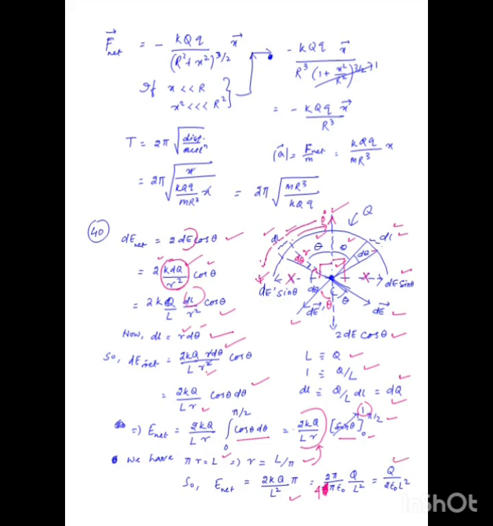If it had been given that q over L is lambda, the linear charge density, you would have had lambda over 2 epsilon naught L. That would have been the value. But because linear charge density hasn't been provided in that question, we are avoiding that. We are just sticking to the values that have been provided to us, the parameters. So that's the 40th one for you.